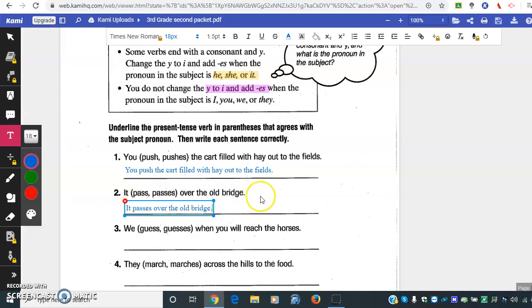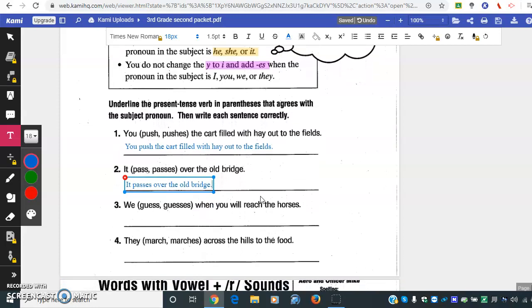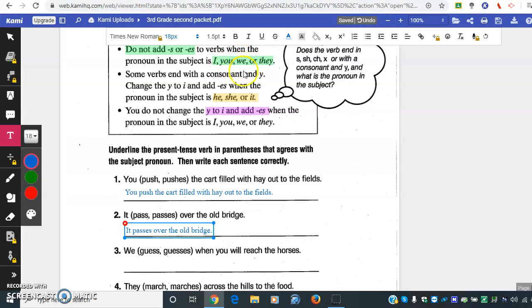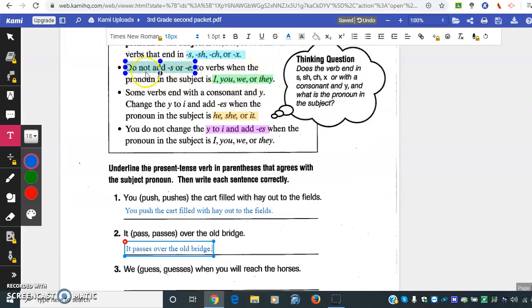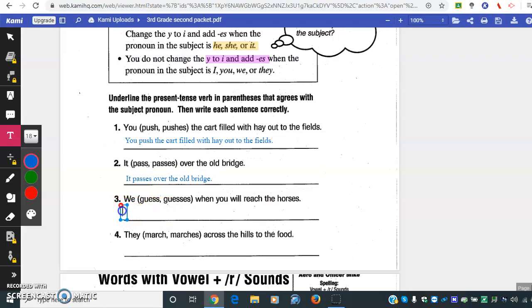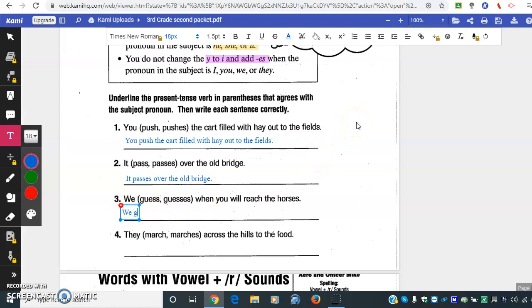Now, if you feel like you know what you're doing, pause the video, finish 3 and 4 on your own, and then come back to check your work. If you're still not quite sure, stay with me. Number 3, we guess or guesses when you will reach the horses. We is a plural pronoun right here in green, and the rule for the green plural pronouns is do not add S or ES. We guess, not we guesses. We guess when you will reach the horses. Because it's a plural, I'm not adding the ES ending. I'm just leaving it alone.